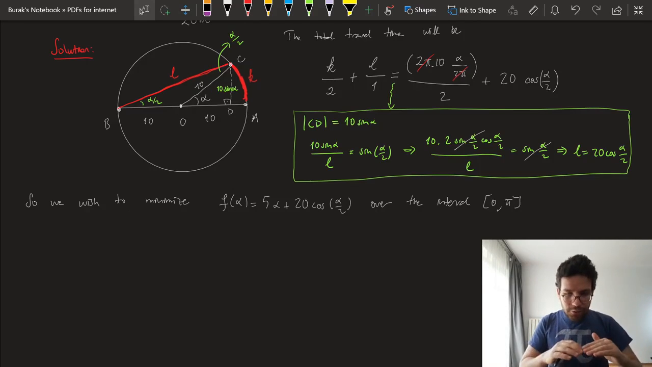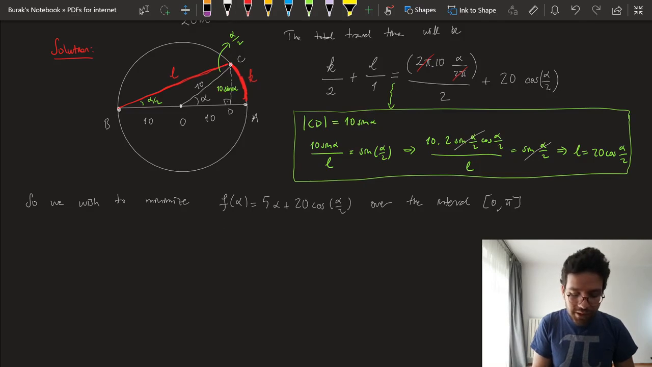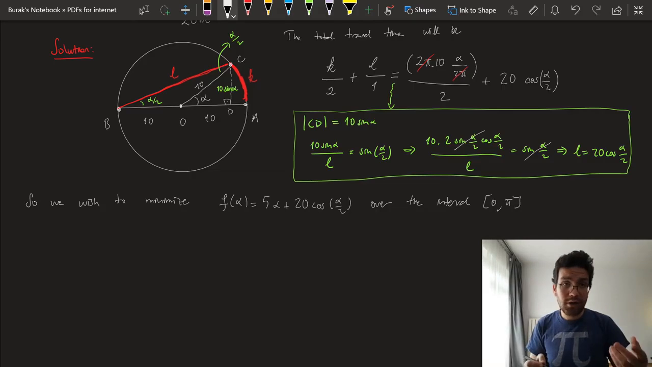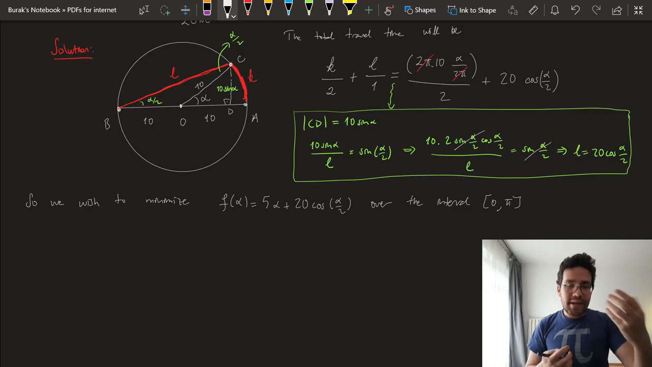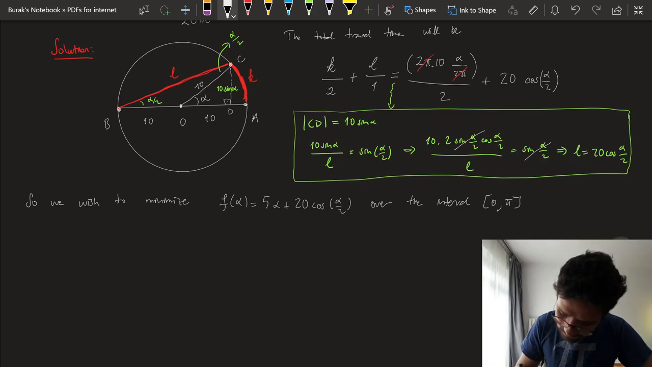Now, at this point, I have turned this question into an abstract optimization question. I have a function of a single variable. I want to optimize this over the closed and bounded interval. So what do I do? I find critical points, I find singular points, I find endpoints, I plug these in. The maximum value will be the absolute maximum. So I want to optimize this.